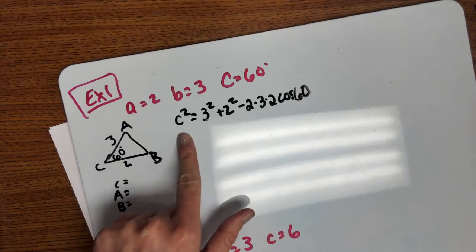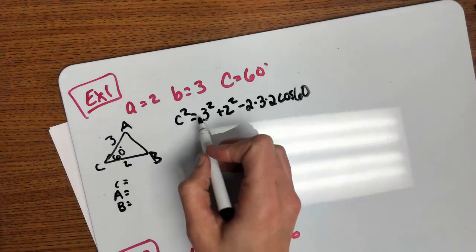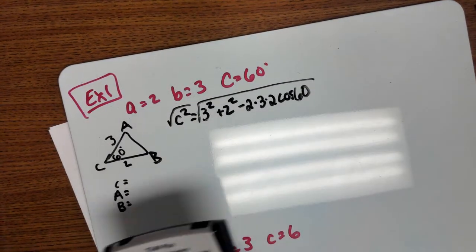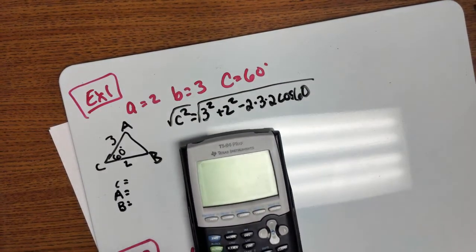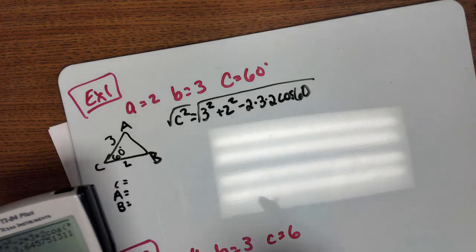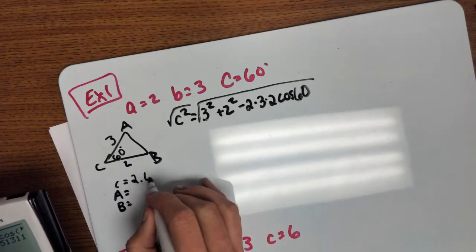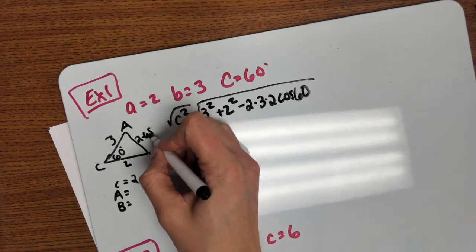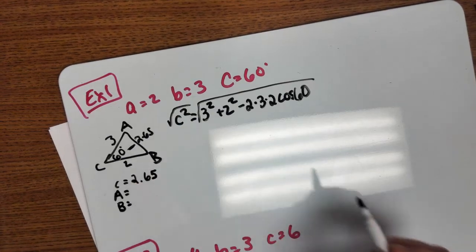This is nice when we're looking for a side, because to get C by itself, we would take the square root of everything, and you can type that in one step. So if I type that in, square root of 3 squared plus 2 squared minus 2 times 3 times 2 cosine of 60, tells me that side C is 2.65 units long.